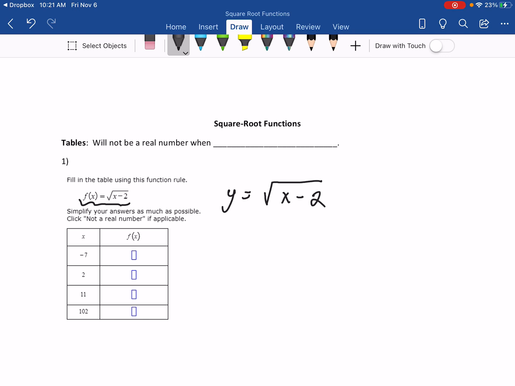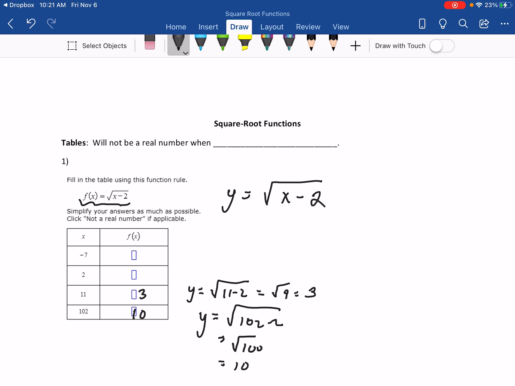So if x is 102, y, or f of x, is square root of 102 minus 2, which is square root of 100, which of course is 10, right? For 11, y equals square root of 11 minus 2, which is square root of 9, which is 3. For 2, y equals square root of 2 minus 2, which is square root of 0, which is 0.